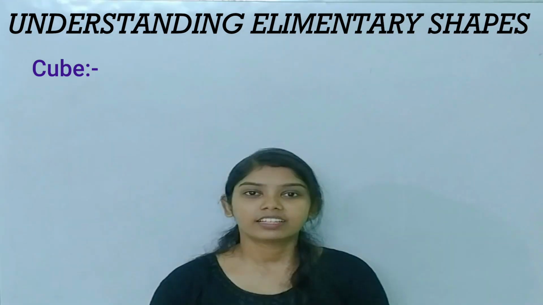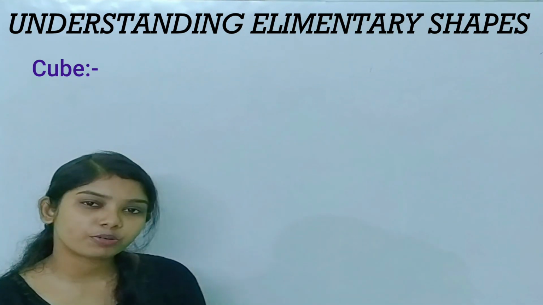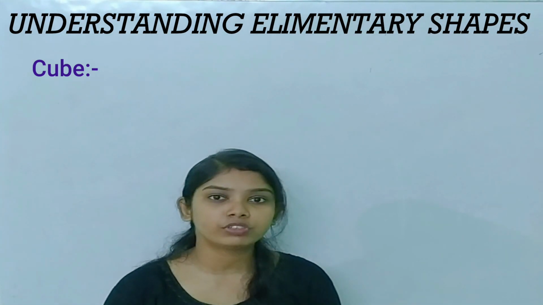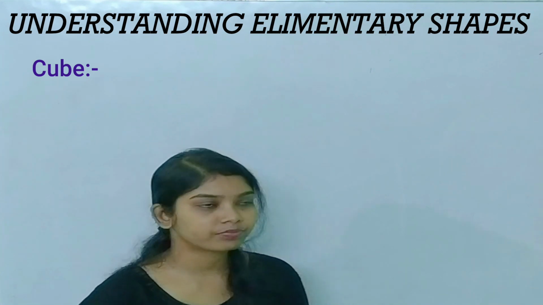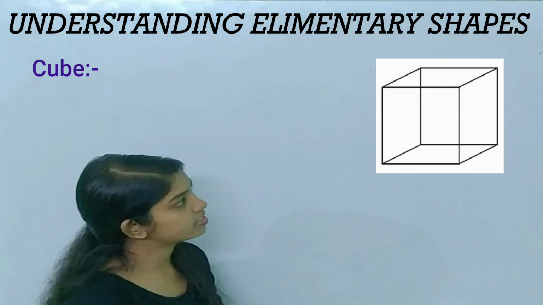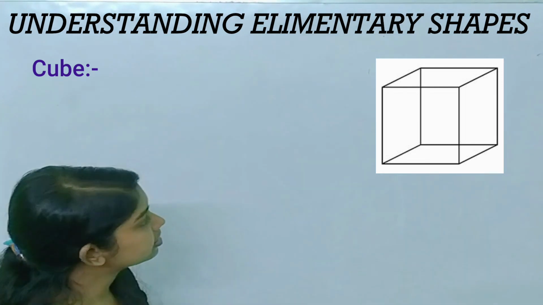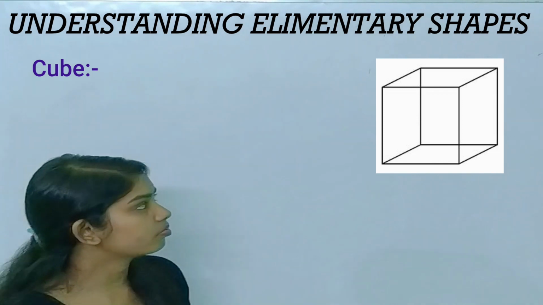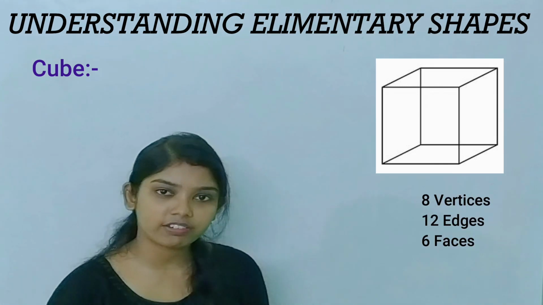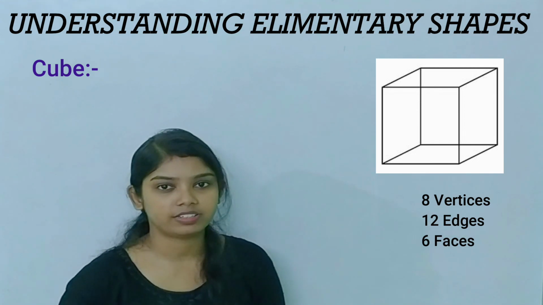Okay? The next one is cube. Okay? So what is a cube? Cube is just like a cuboid, but in cube all the faces are of square-like structures. Okay? As you can see in this picture, there is a cube. All the faces are square-like structures. Okay? And also all the angles measures 90 degree. Here also there are 8 vertices, 12 edges and 6 faces. Okay? Just like the cuboid.